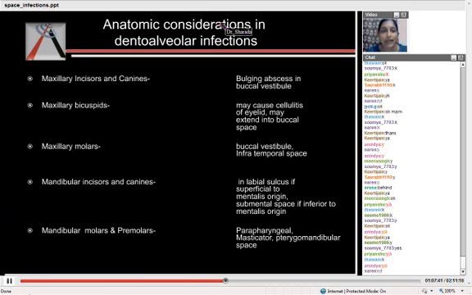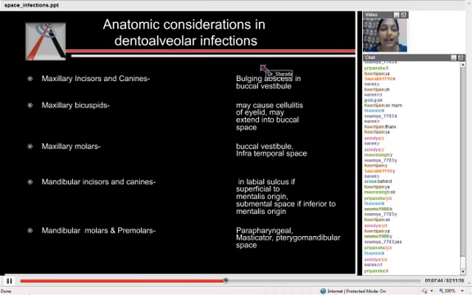Okay. Anatomical consideration in dentoalveolar infection. So, this is obvious. Let's go through it. Whatever we have done, this is how it's going to come down, ultimately. Maxillary incisors and canine. Where is it going to go? Obviously, the buccal vestibule. Are you getting it?